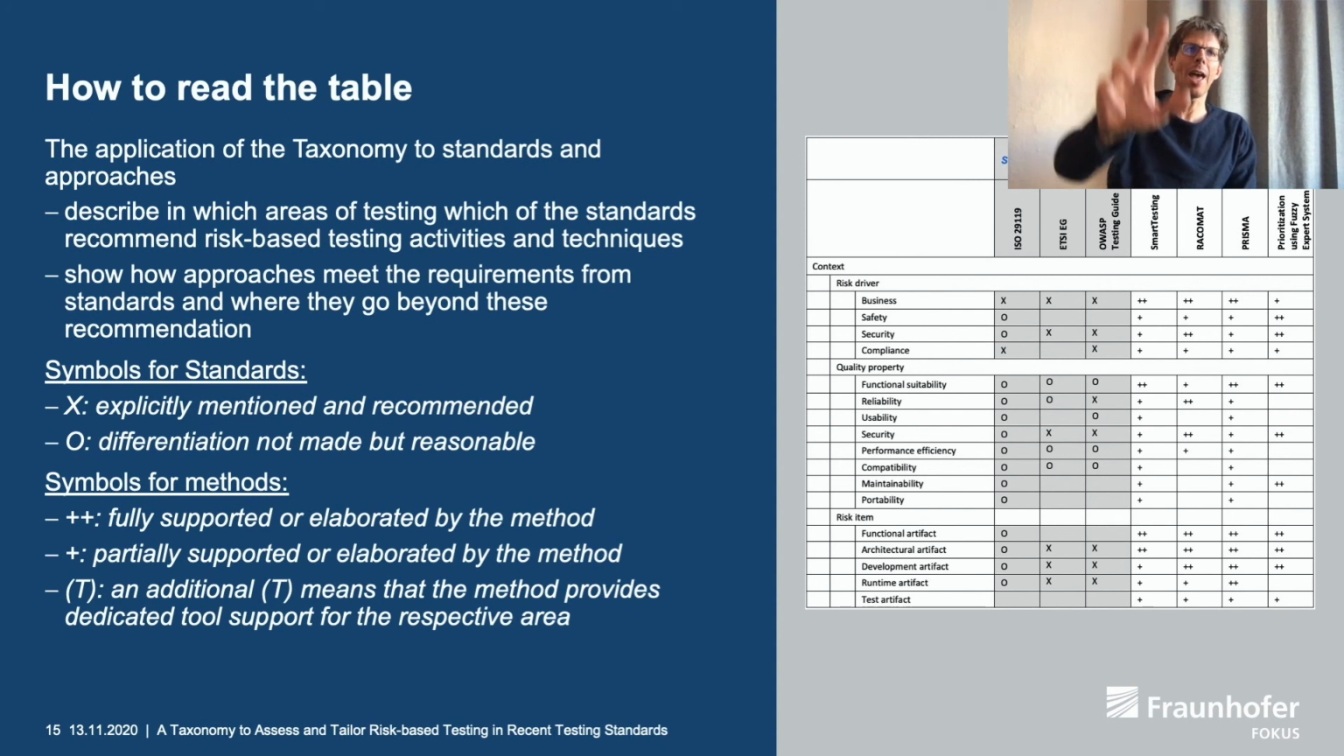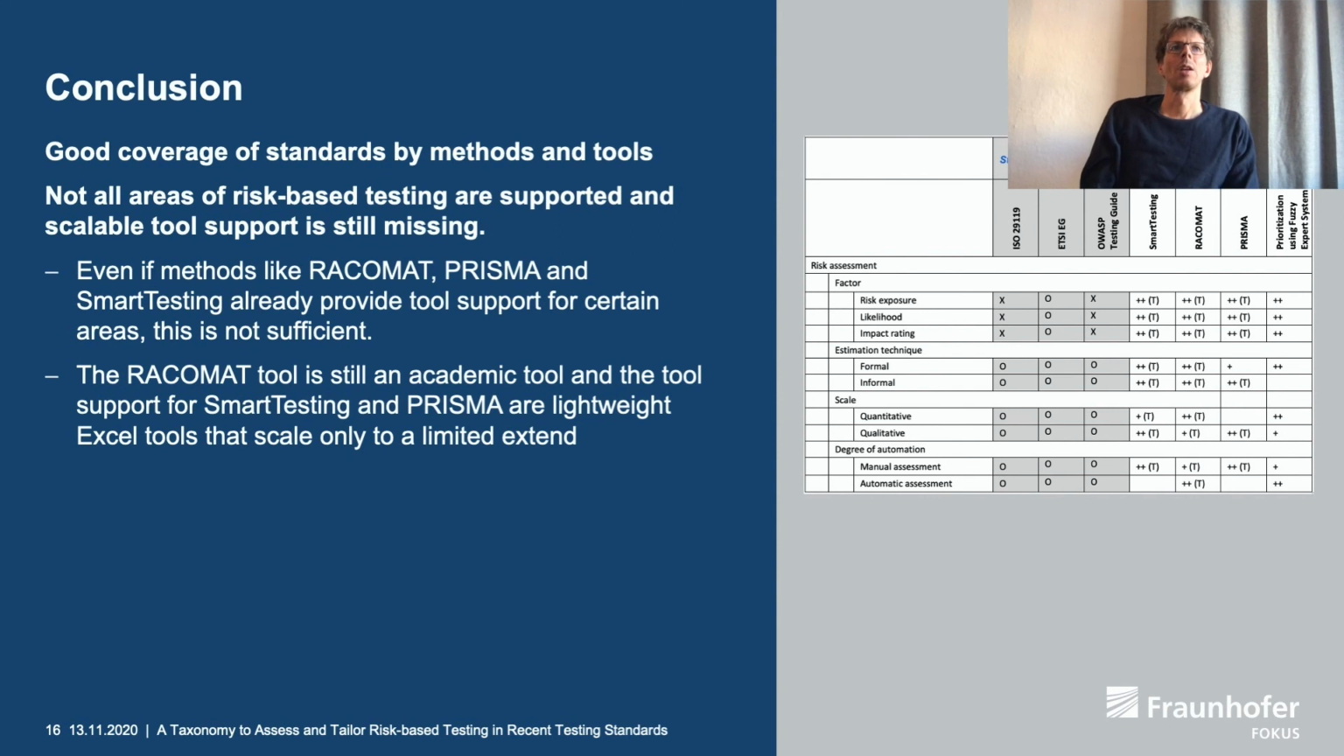If we put an X, there is an explicitly mentioned or recommended part that addresses this taxonomy element, and an O where it was not explicitly mentioned, but we could derive this connection. For the tools and methods, we used a double plus for fully supporting this category, a plus for partially supporting this category, and a T if there is tool support for that. And we could conclude that at least our taxonomy showed that there is a good coverage of standards by methods and tools already.